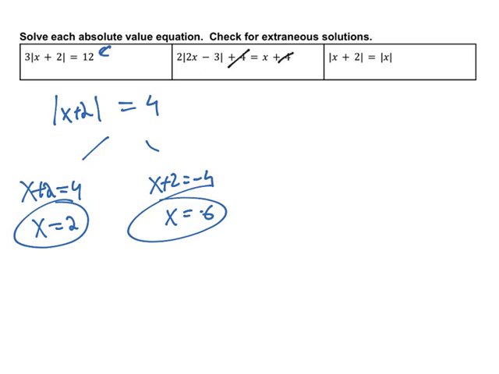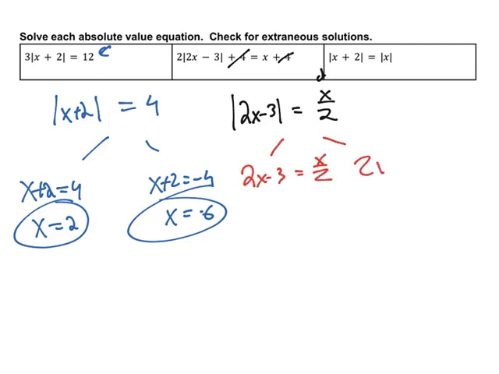Next up, I'll subtract 4 from both sides, and then I'll divide both sides by 2, and I end up with this, x over 2. Because I have a variable over here, I want to make sure that my outputs are going to be positive when I solve this equation, so I'll have to check for extraneous solutions. 2x minus 3 equals negative x over 2.